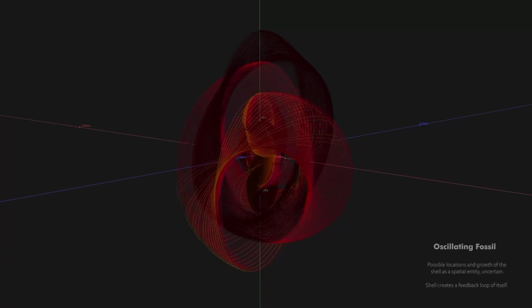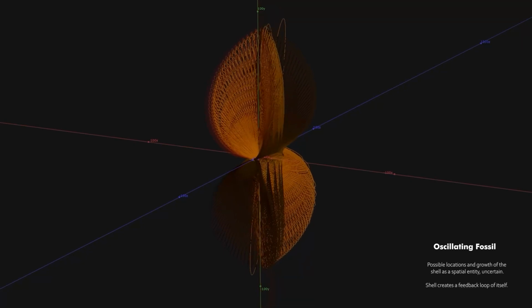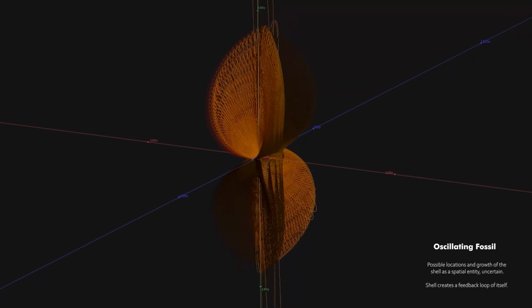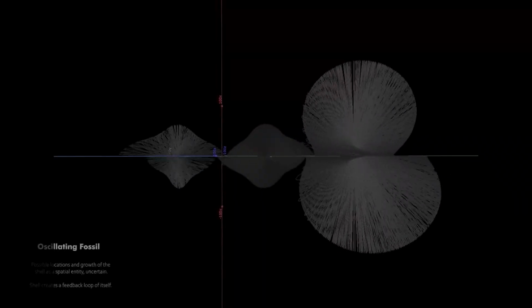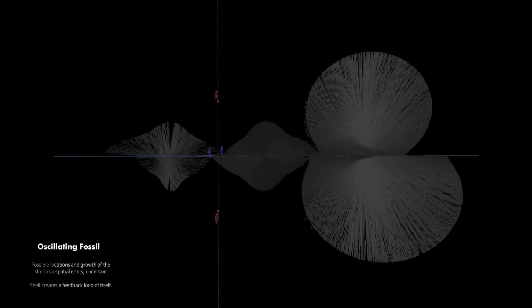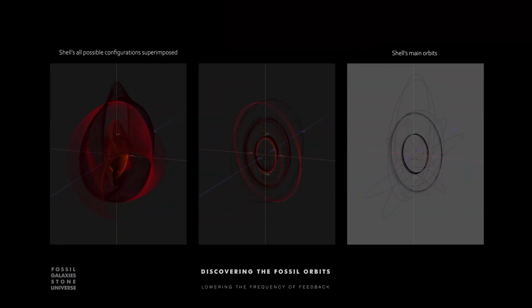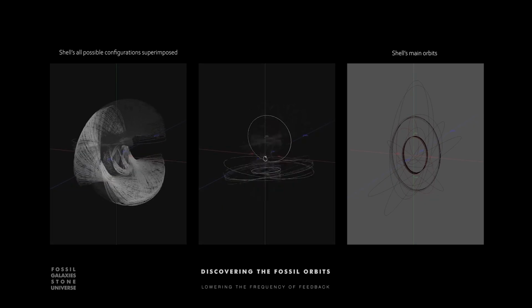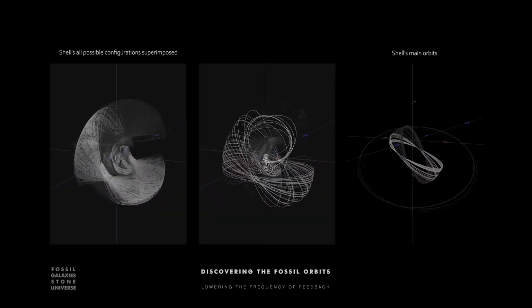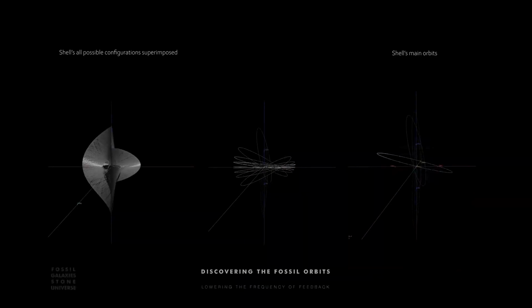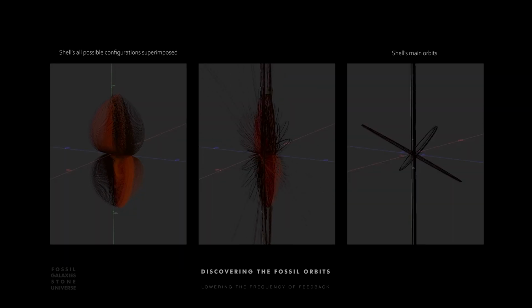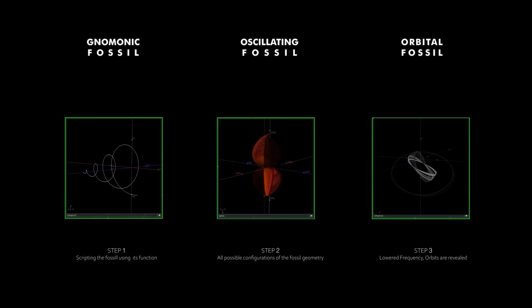I created hyperfossils by changing the single parameter that defined one type of fossil to a range of parameters to describe the different dimensions of what makes a shell. This resulted in temporal entities that are ever-changing, but describe what a fossil is more than its physical state. These hyperfossils that oscillate between multiple versions at the same time describe an occupied physical and temporal space of possible configurations. As I developed an understanding of how the mechanisms work, the fossil's configurations can be made visible by lowering the frequency of feedback, which condenses them into main orbits.